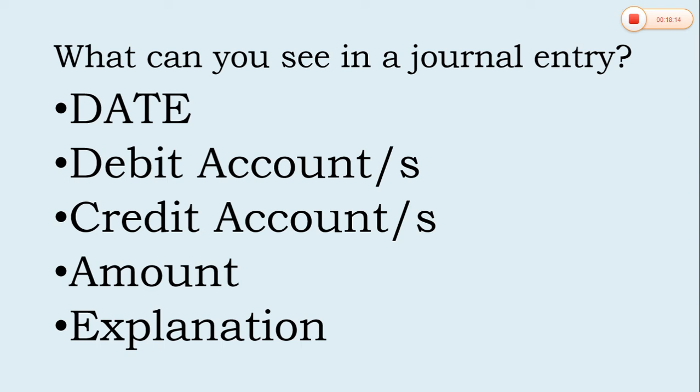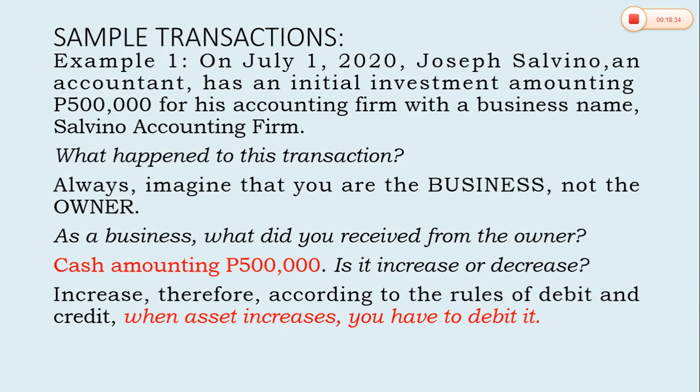So, for example, to record initial investment, to record collection, to record acquisition of equipment. It depends on the transactions, and you have to explain that briefly. Okay? So, let's have some examples here.